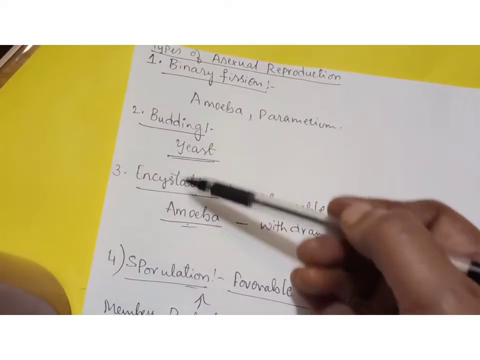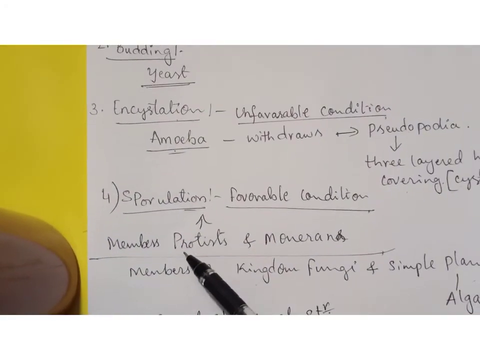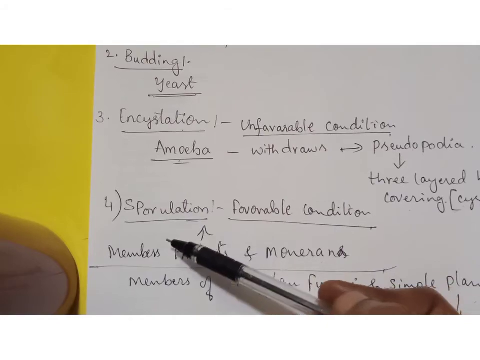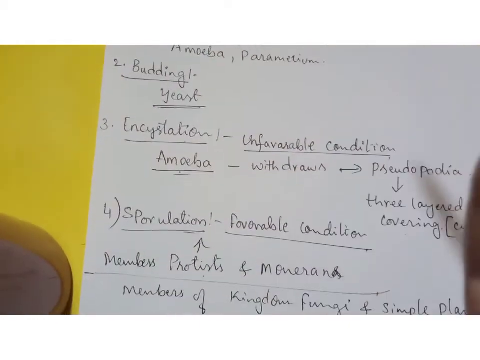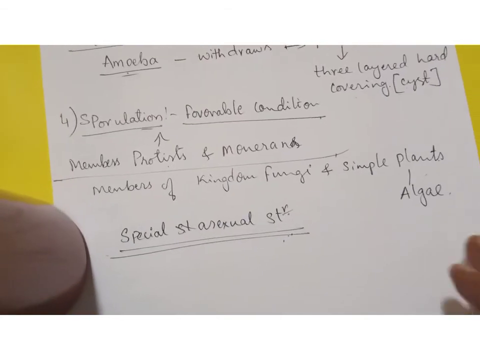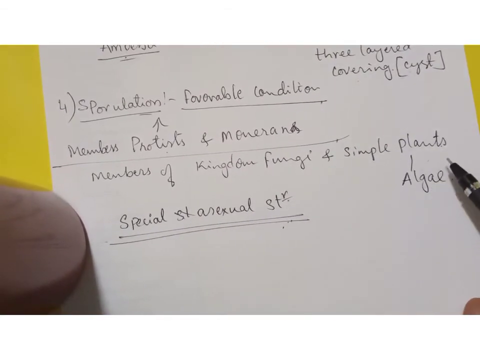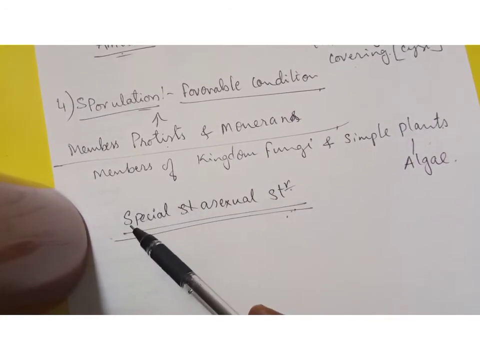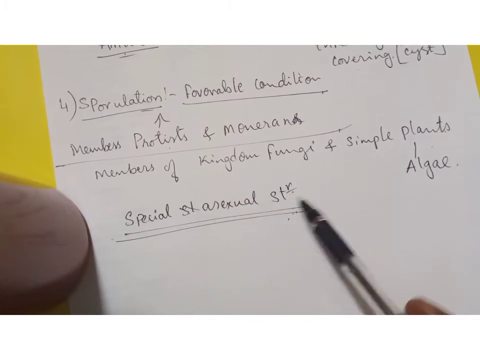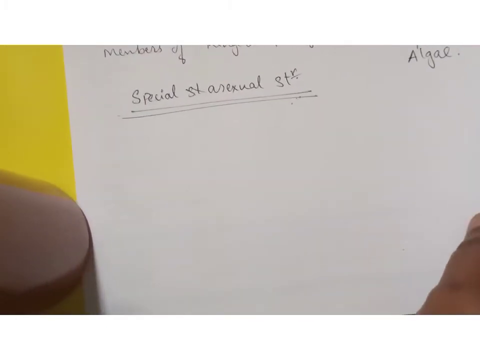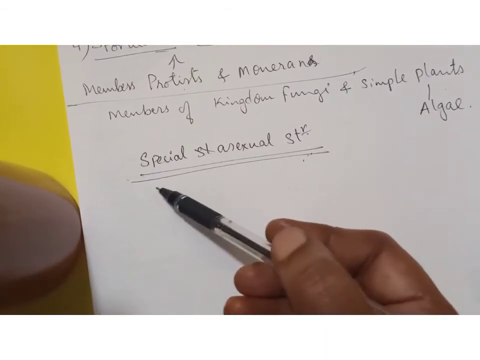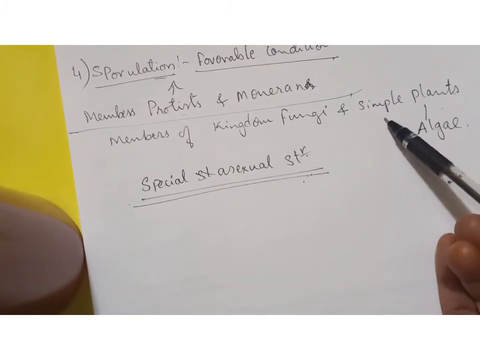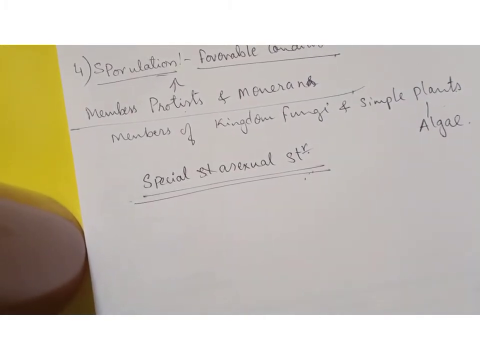So the first 4 are the ones seen in the protists and the monerans, where the single cell or the cell division itself is a mode of asexual reproduction. But in the members of kingdom fungi and small plants like algae, asexual reproduction takes place by the formation of special asexual structures. So let us see what the special asexual structures formed by the fungi and the algae, that is simple plants, are.